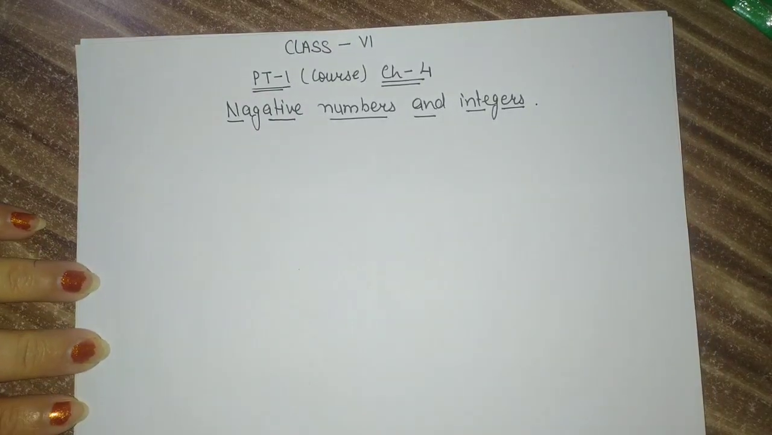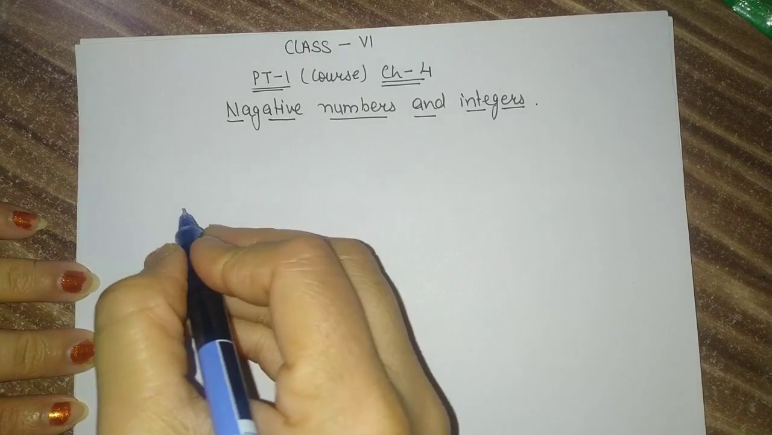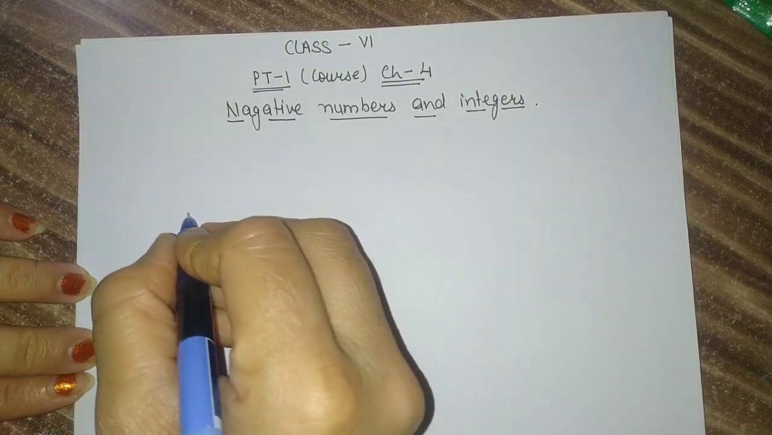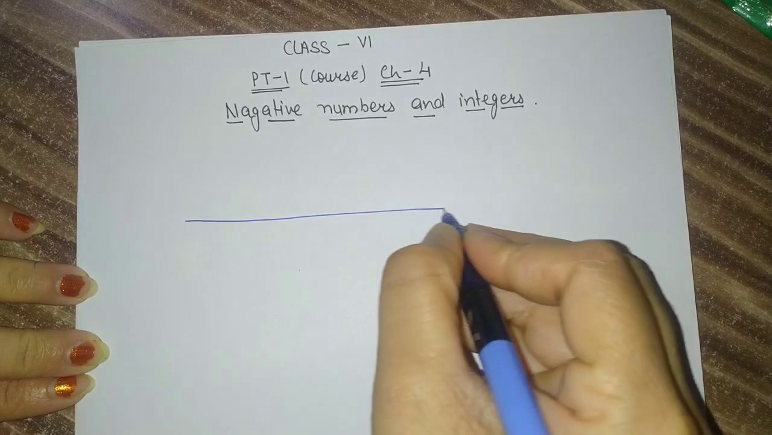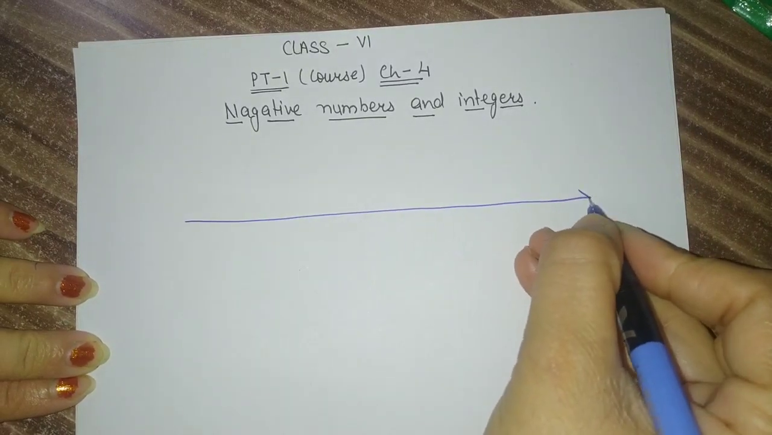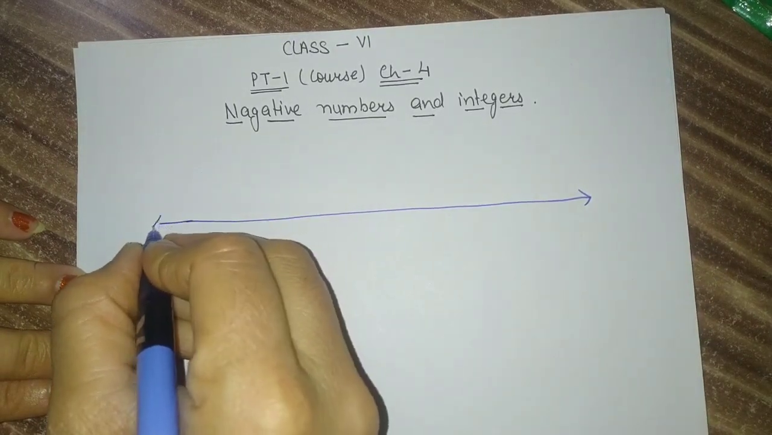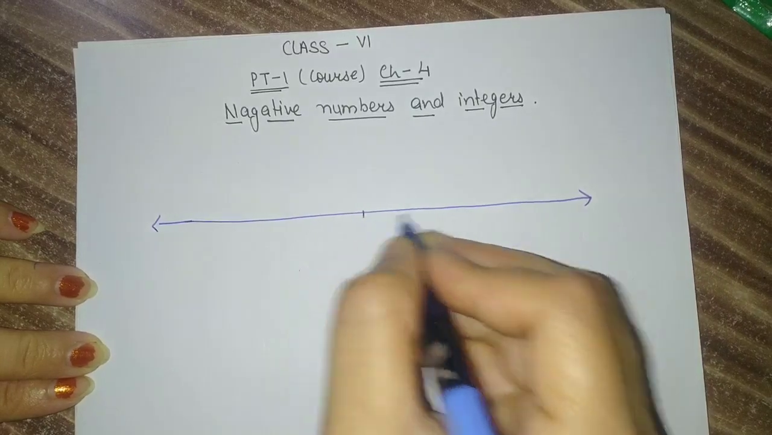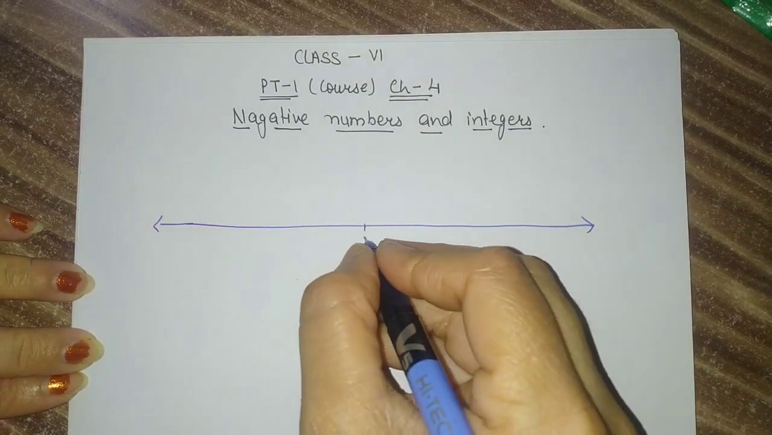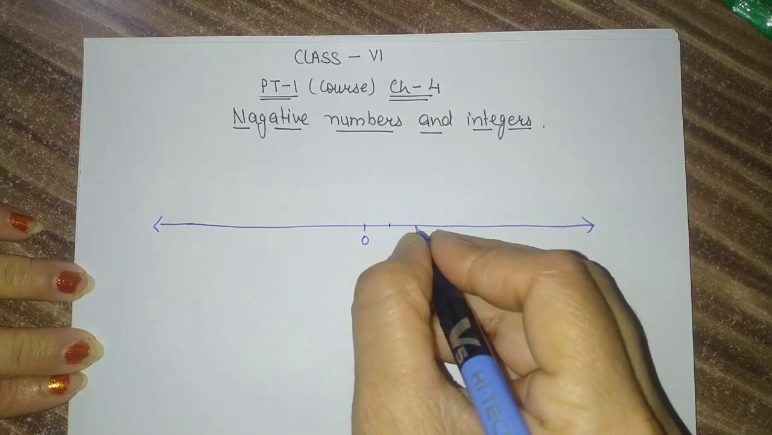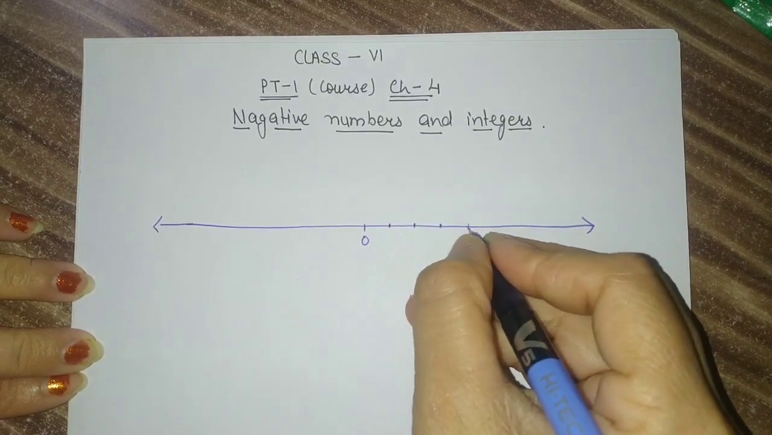So today we are going to discuss integers. I'm going to explain this with the help of a number line. On the number line, if we represent the whole numbers, we start from 0 and at equal distances we mark the other numbers.